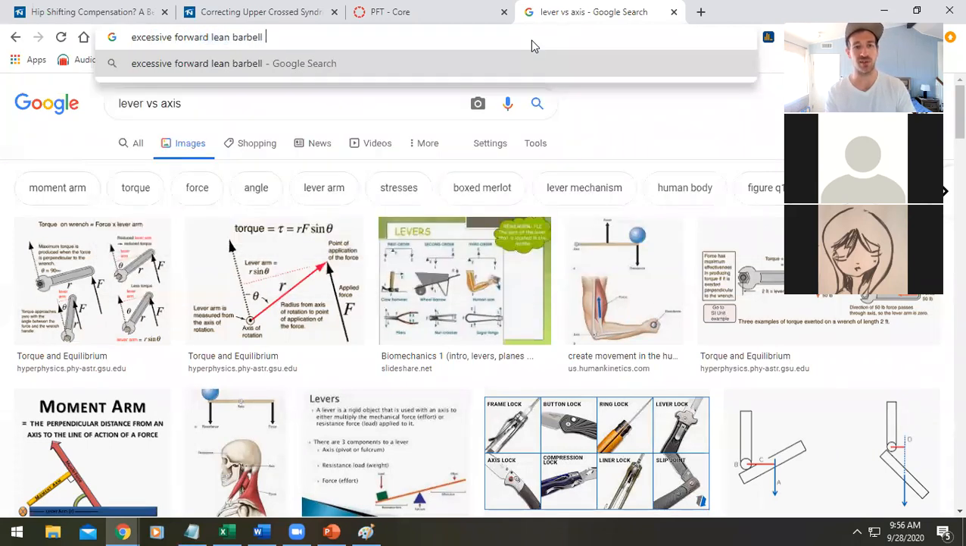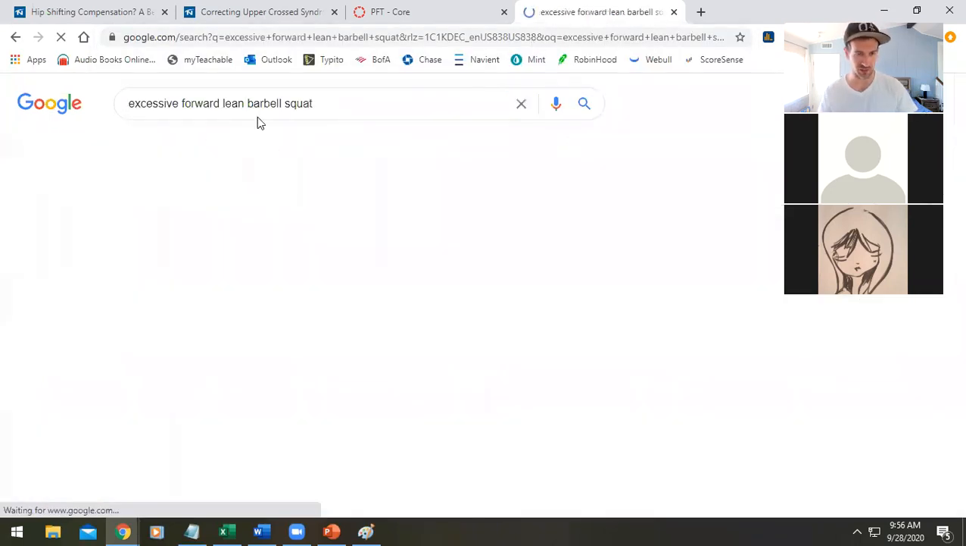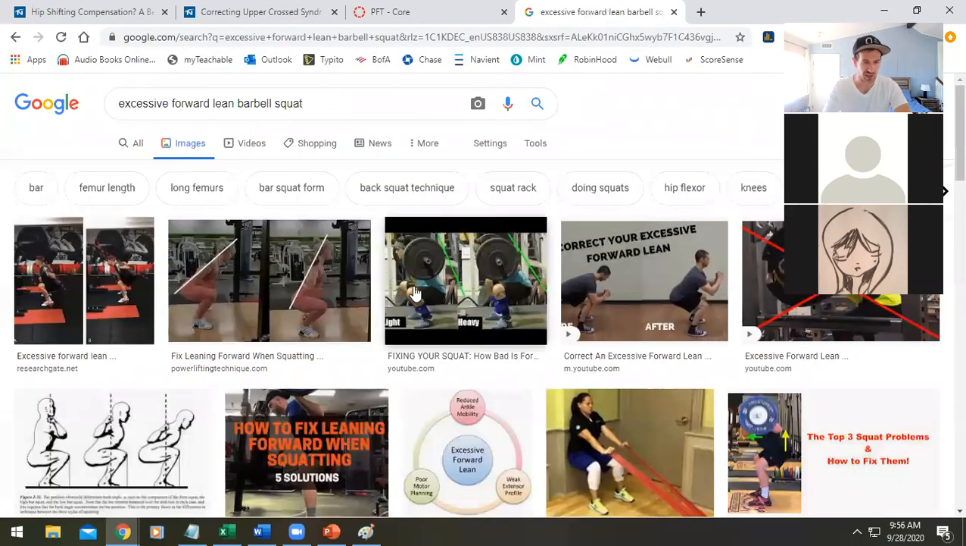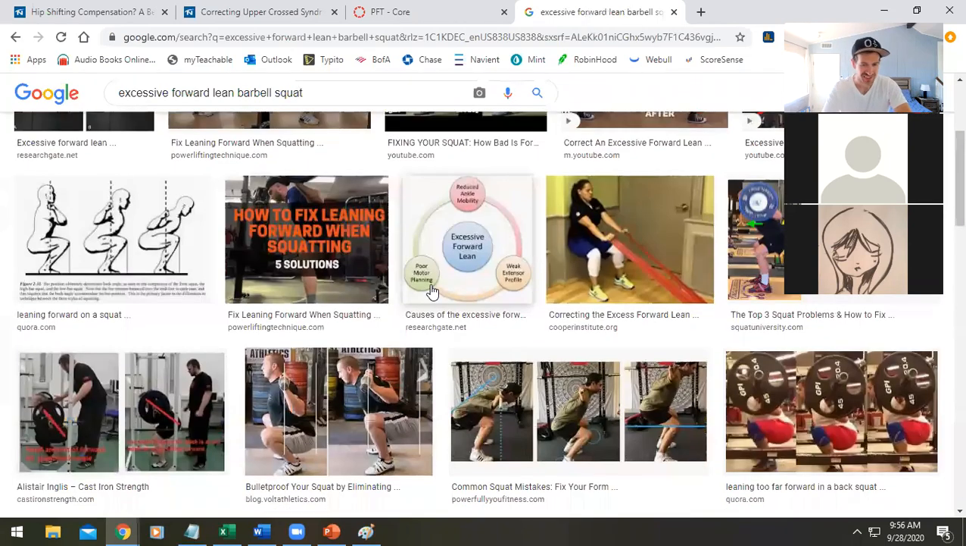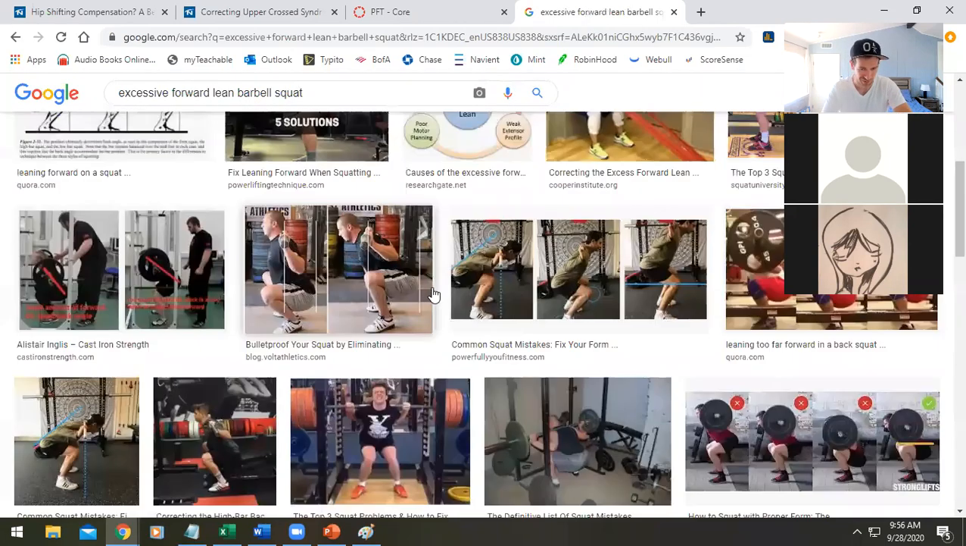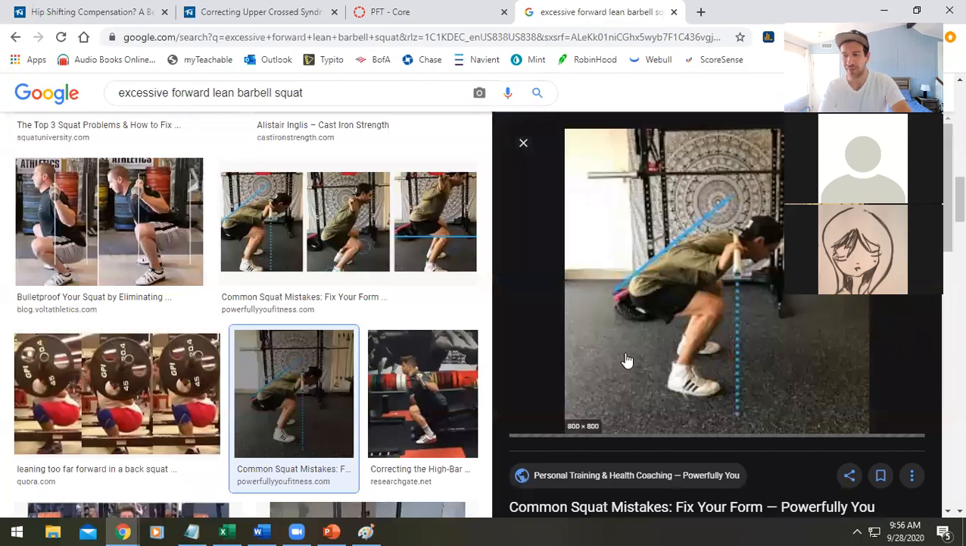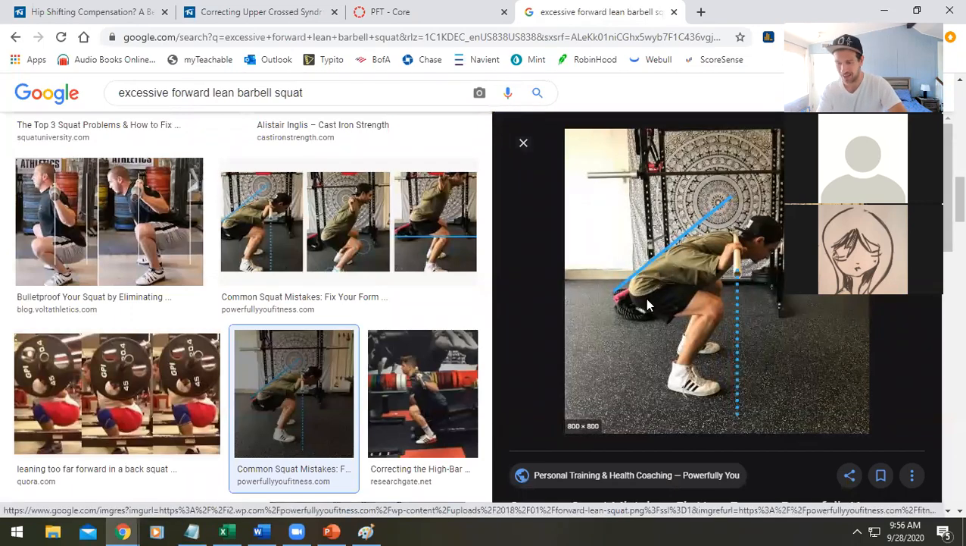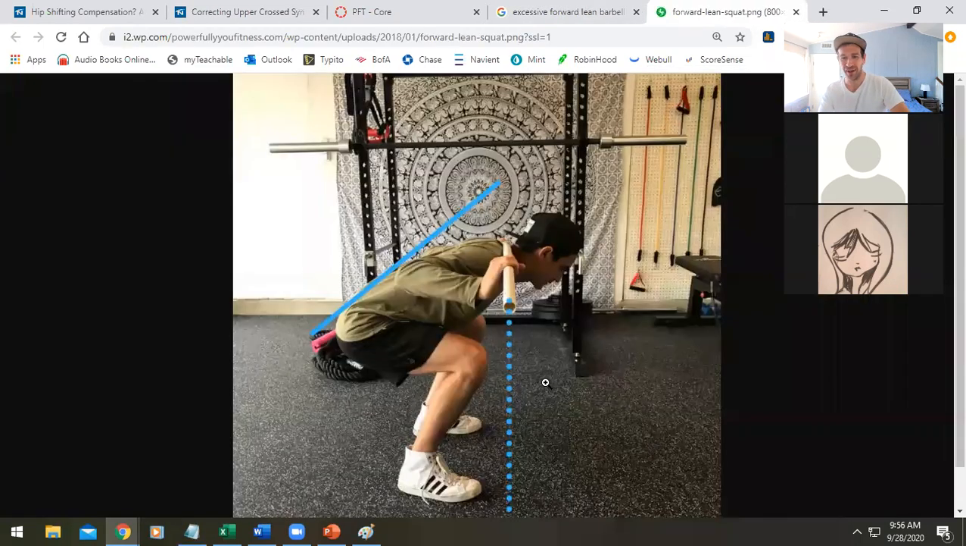Let's say excessive forward lean barbell squat. I really hope I can get a picture of this. Let's see, I want to find a trainer who has sacrificed their body by doing this the wrong way. There we go. This guy did it. Oh, he did it with a PVC pipe. Smart man. I can't tell you how many times I've hurt myself being like, don't do it this way. And I'm like, ha, because you'll hurt yourself.